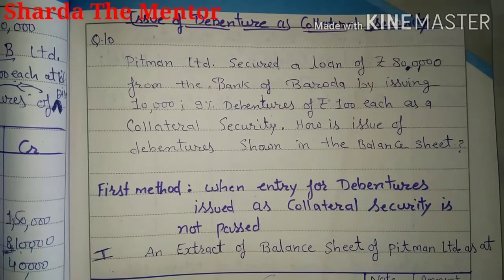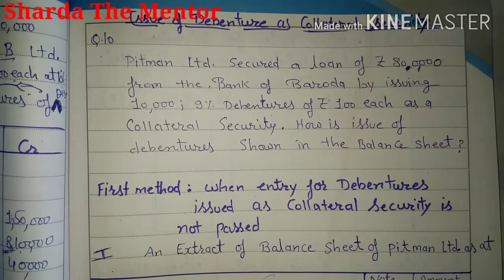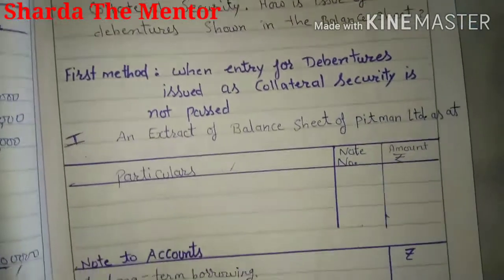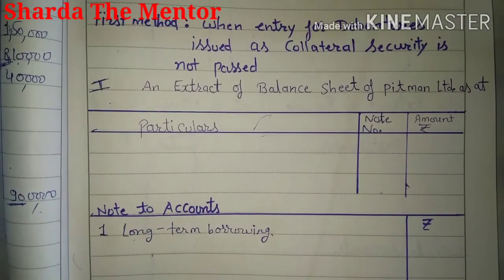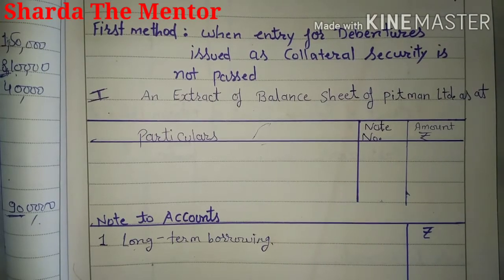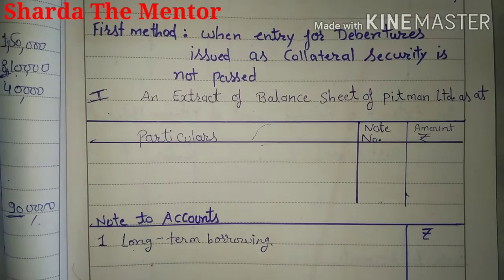In this question, first method, when entry for debenture issued as collateral security is not passed. So in that method we won't pass any general entry. So that is the format of balance sheet, that extract of balance sheet of Pitman Limited. Extract balance sheet means we won't show the actual one. In an actual balance sheet we show assets as well as liabilities, but when we show any transaction in an extract balance sheet, it just shows the transaction. It is not necessary that you have to prepare the complete balance sheet.